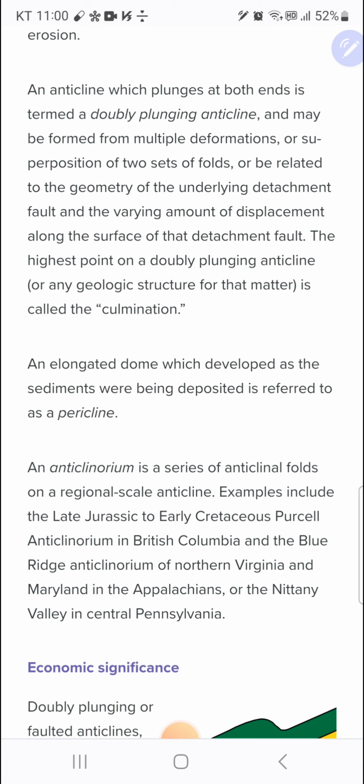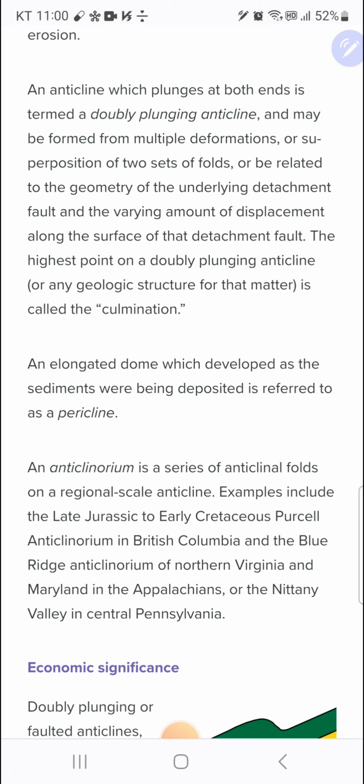The highest point on a doubly plunging anticline, or any geologic structure for that matter, is called the culmination. An elongated dome which developed as the sediments were being deposited is referred to as a pericline. An anticlinorium is a series of anticlinal folds on a regional scale.